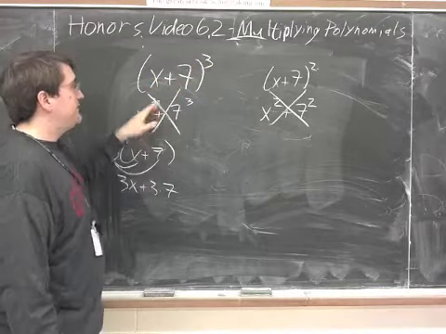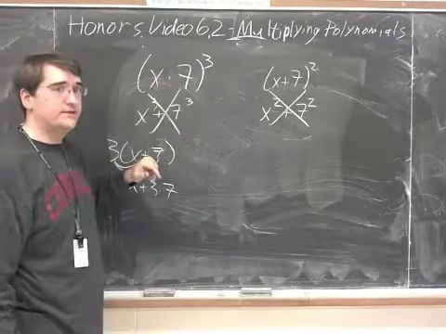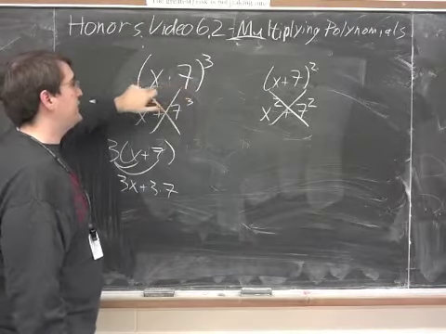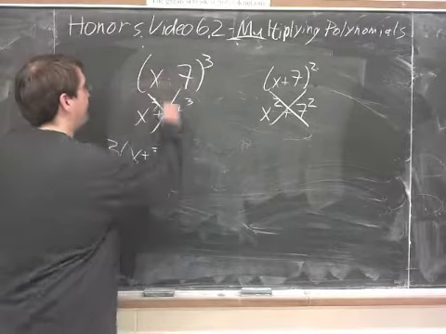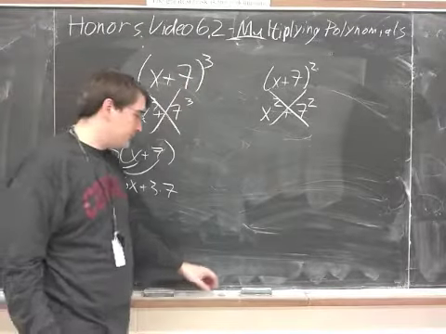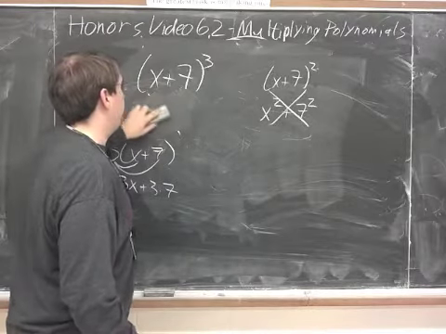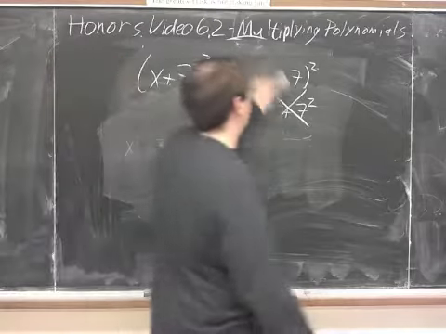You might have talked about how you can kind of distribute the power when you have a product. So you do x to the power of 3 times 7 to the power of 3. But that's only true for a product. That's only true when you're raising a monomial to a power. This is a binomial. And for that matter, a trinomial or any other polynomial isn't going to work like that.